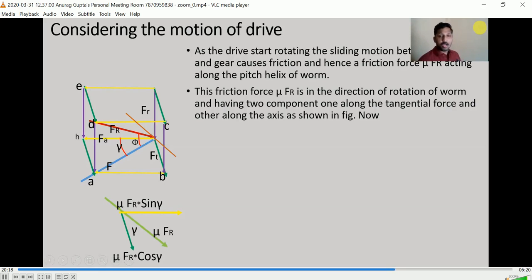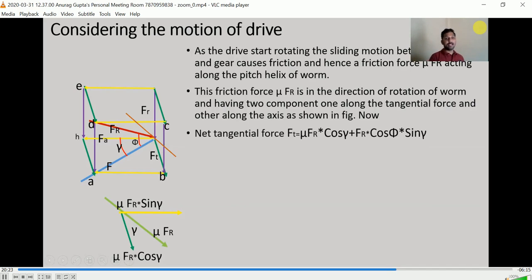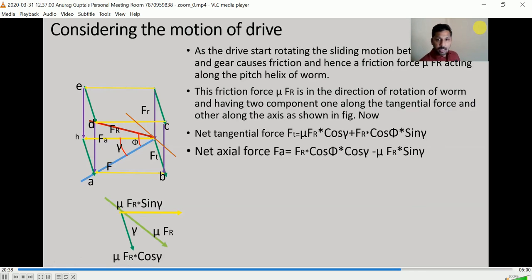So now we can find out the net tangential force on the worm. The net tangential force on the worm will be the tangential force when the drive is in static condition plus friction force. We can easily find out the net axial force, that is the axial force when the drive is in static condition, minus friction force, because the direction of the component of friction force in the axial direction is opposite to the axial force, so it is minus.